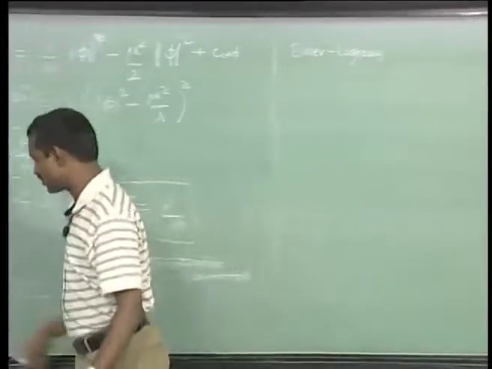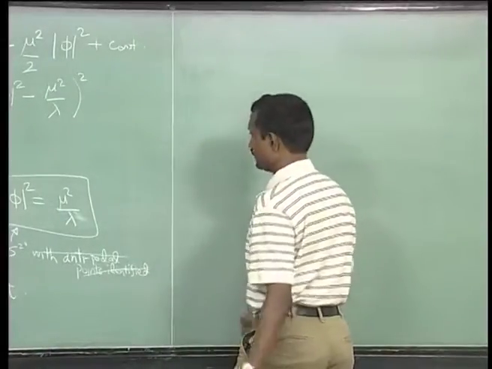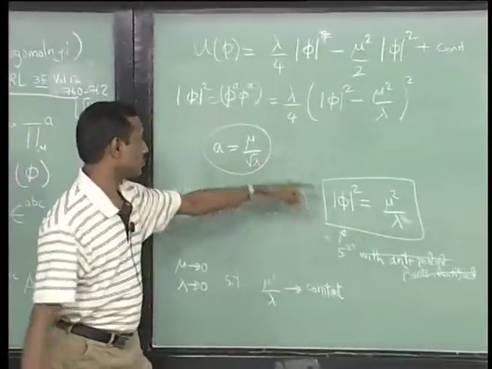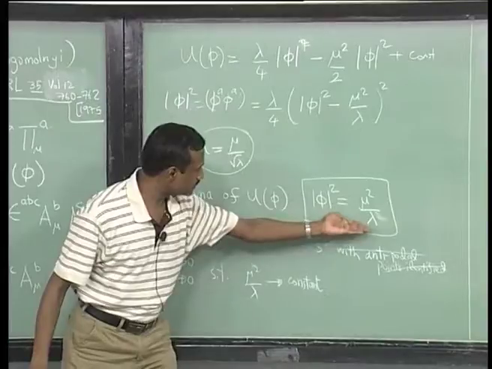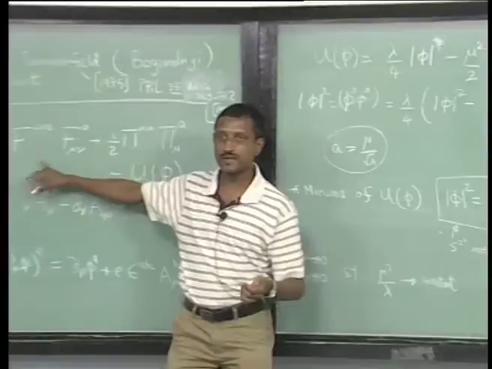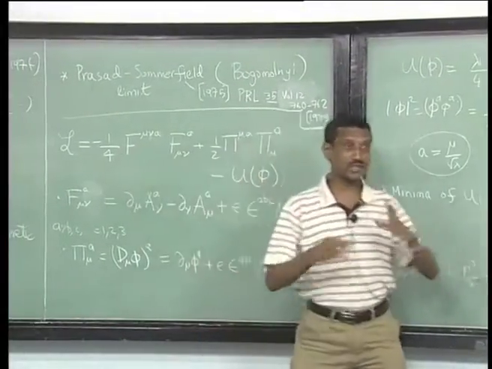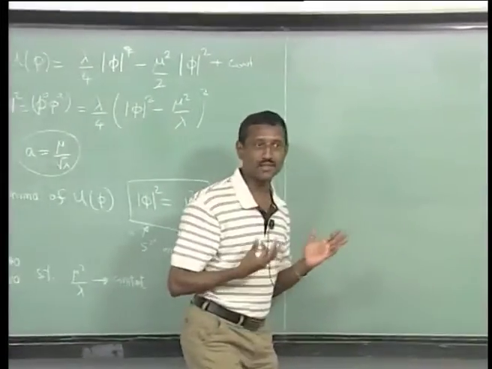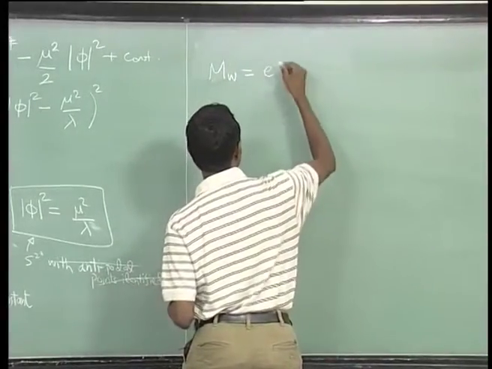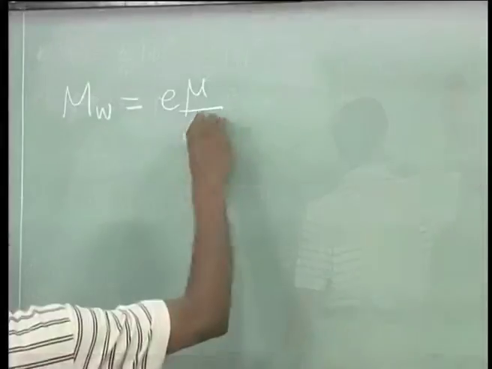Now, let us do a little bit more. So, let us just work out, yeah. So the thing is that if you do our analysis exactly through the Higgs mechanism, we will find that two of the vector fields become the analog of W plus and W minus. Okay. So, MW will be e times a, but what is a? It is mu by square root of lambda.